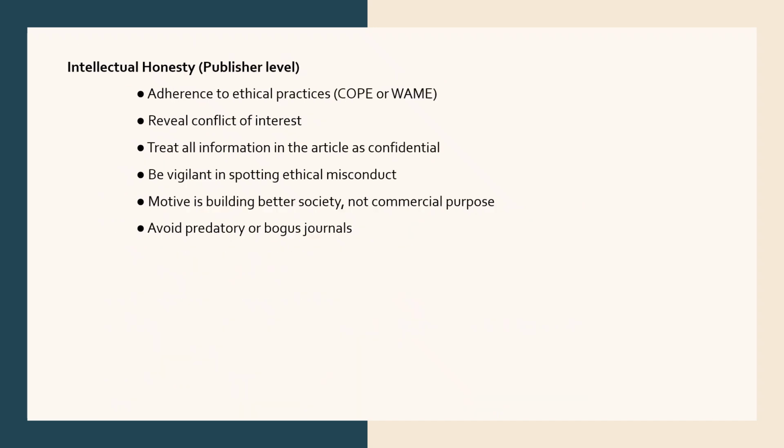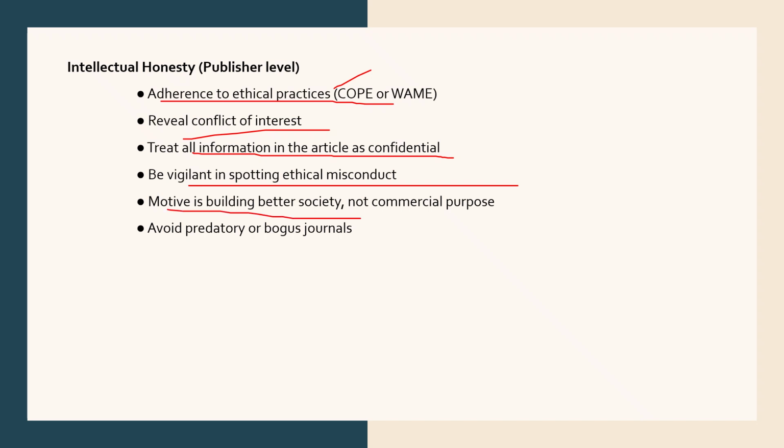Okay. At the publisher level, adherence to ethical practices, because even publishers should have ethical practices: reveal conflicts of interest, treat all information in articles as confidential, be vigilant in spotting ethical misconduct. The motive is building a better society, not a commercial purpose. It should not be commercial purpose every time, like they are getting money, let it be. Avoid predatory or bogus journals. It should not be predatory journals. Good level journals should be present, and they should not steal the data or something like that.